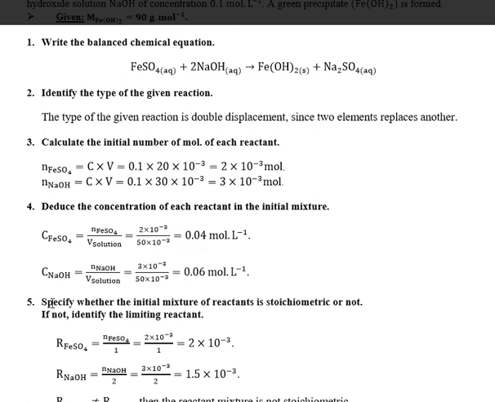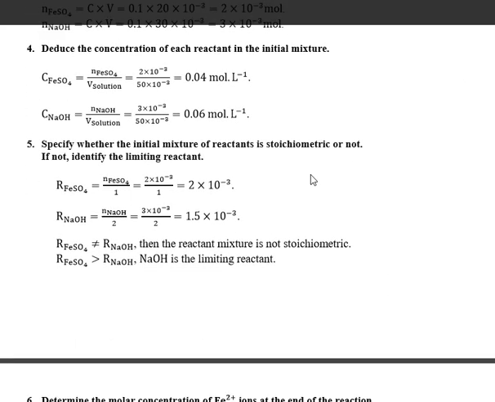In part 5, specify whether the initial mixture of reactants is stoichiometric or not. If not, identify the limiting reactant. To verify whether it's stoichiometric or not, you have to calculate the ratios of both reactants, FeSO4 and NaOH.